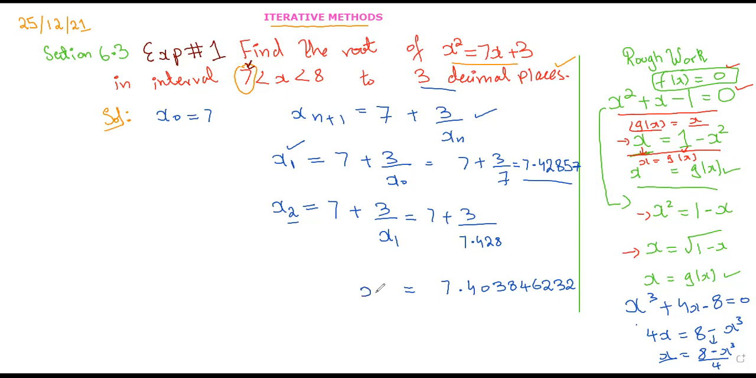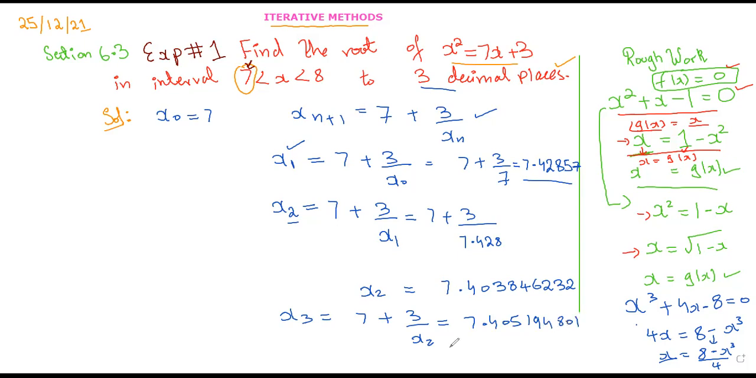This is x2. You need to find x3. For x3, your formula would be 7 plus 3 by x2. Excellent. And now in your calculator, you will do 7 plus 3 divided by answer. You will not write down this whole thing again. So tell me the value which you are getting. 7.405194801.